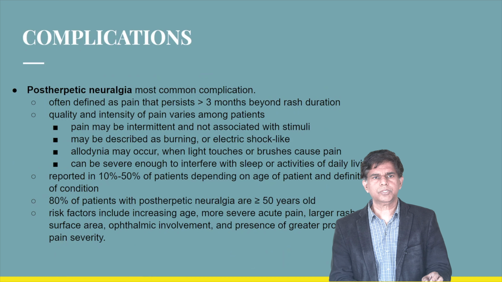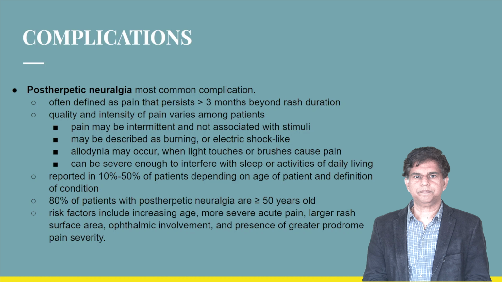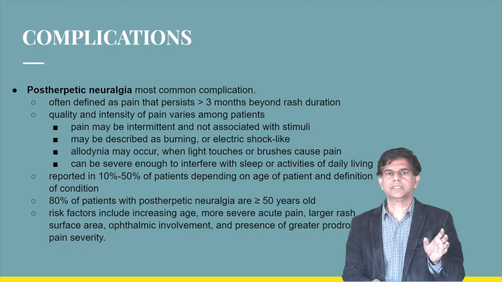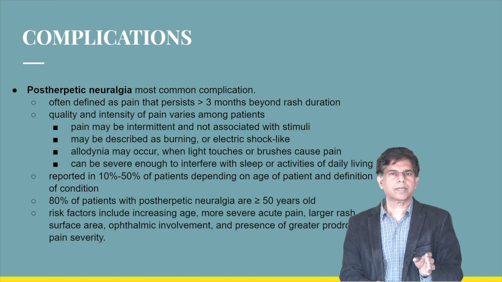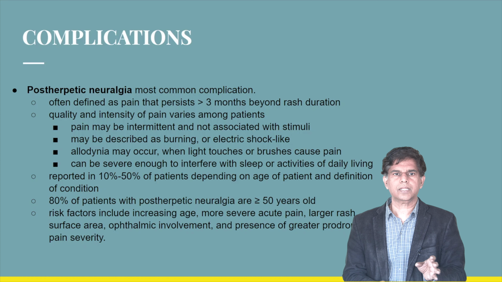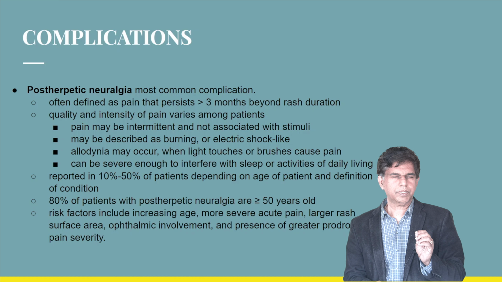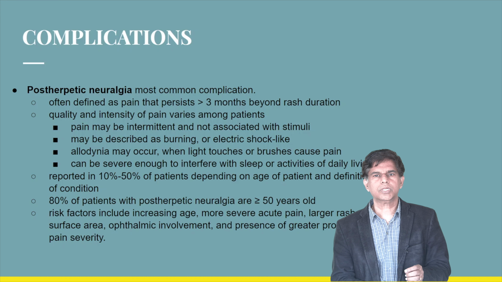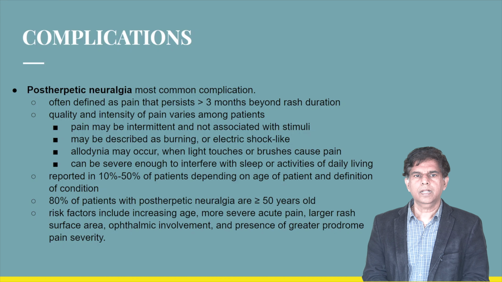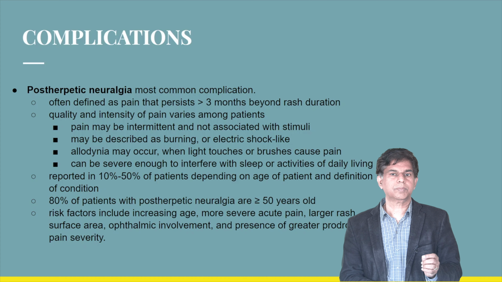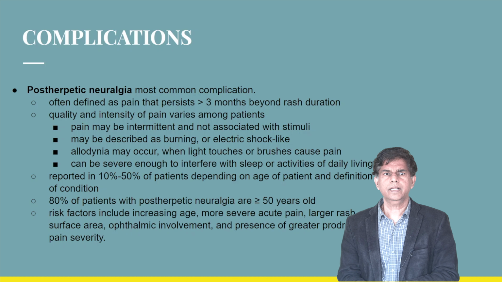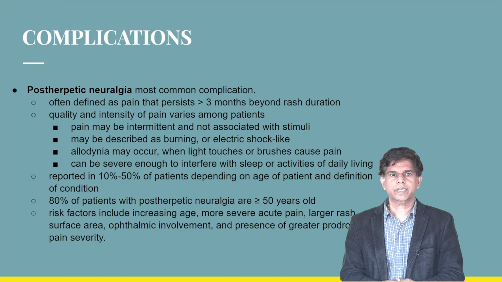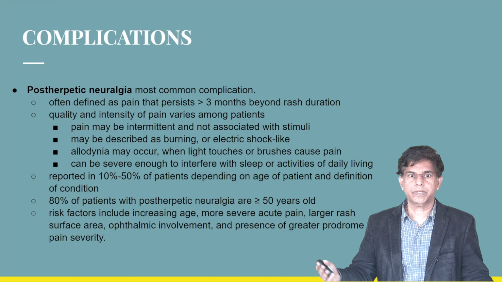What complications do people usually develop? You can have post-herpetic neuralgia, defined as pain persisting 3 months beyond the rash duration. The pain may be intermittent, burning, or electrical shock-like, with allodynia, and severe enough that patients are unable to sleep and have problems with activities of daily living. Post-herpetic neuralgia is usually seen in people greater than 50 years old, with increasing age, large ophthalmic involvement, and greater prodrome severity. Other complications include scarring, hyperpigmentation, and bacterial superinfection, which is also very common.